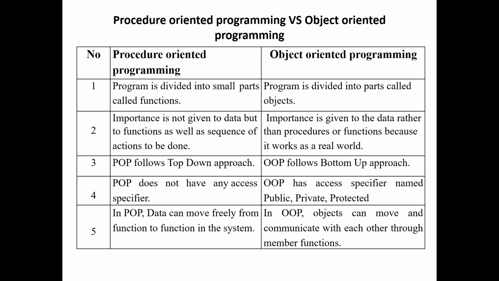POP does not have any access specifier, while in object oriented programming language we have access specifiers like public, private, protected, so we can do data hiding with access specifiers. In POP, data can move freely from function to function in a system. So whenever we need to pass data in procedure oriented programming language, we will pass it as a parameter when we call the functions. While in object oriented programming language, we can move data and communicate with each other through member functions. So in OOP we have a class and its objects, and within an object we have instance variables and static variables, and with this we can communicate with each other.